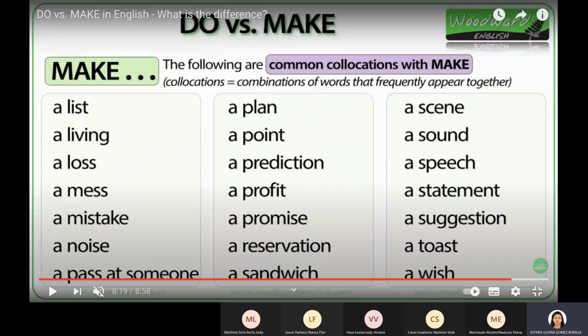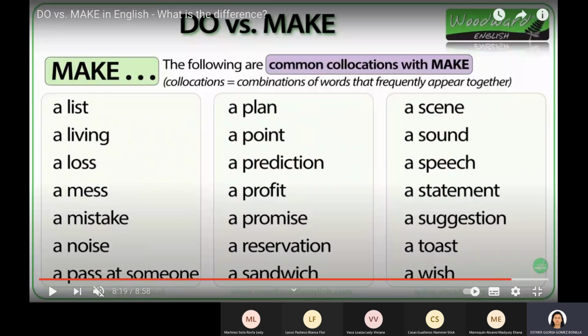Make a plan. Make a point. Make a prediction. Make a profit. Make a promise. Make a reservation. Remember, for food, all kinds of food, you use make: make a sandwich. Make a scene, para decir hacer una escena. Make a sound.